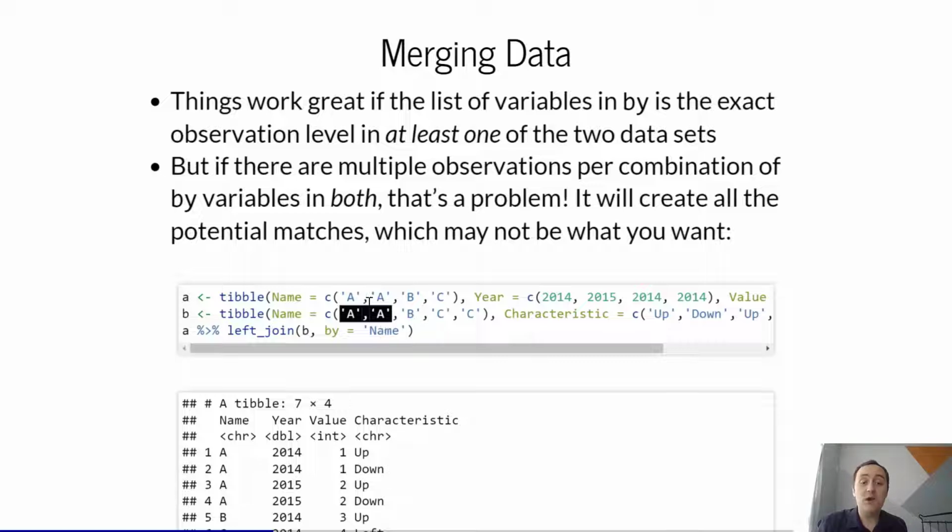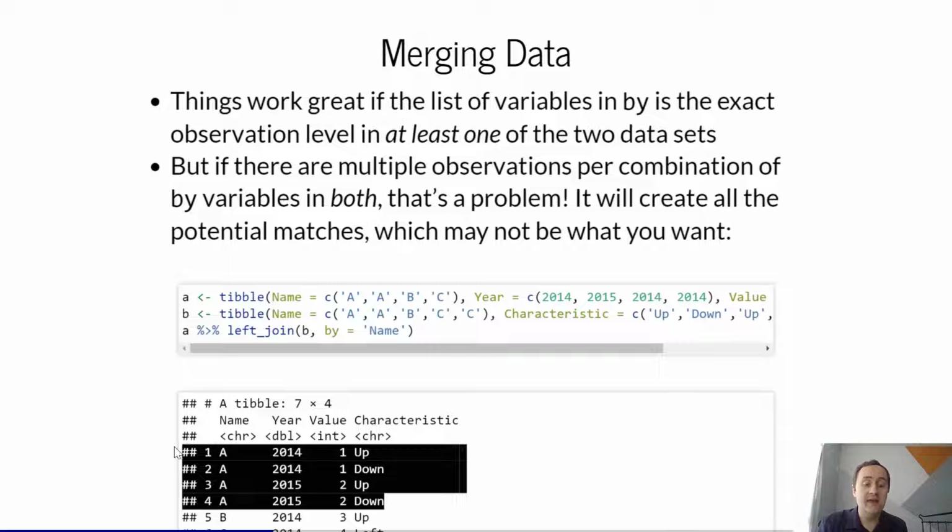And what do we end up with? Well, we only had 2 rows of A in each case before, but now we have 4 rows of A because it said, okay, I've got a 2014 and 2015 over here. I've got an up and a down over here. I don't know which ones joined together exactly, so I'm going to go ahead and just do all the combinations that I have. So I'm going to get a 1 up, a 1 down, a 2 up, and a 2 down. This probably is not what we wanted to happen.